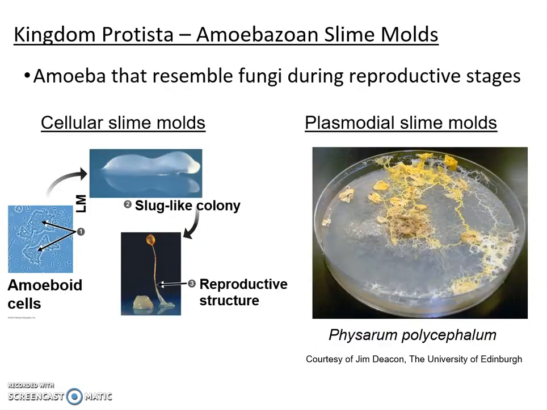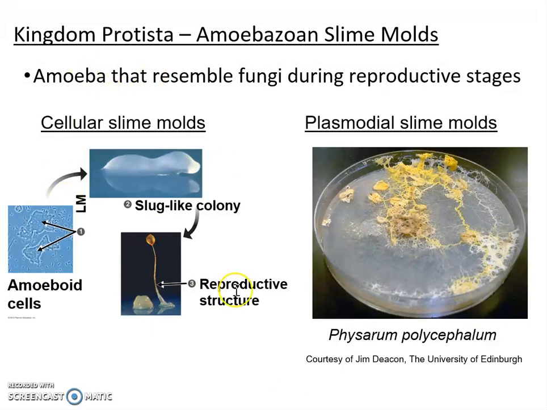There is a related group in this kingdom Protista that are known as the amoebazoan slime molds. And they're really kind of strange. They are amoeba that actually resemble fungi during certain reproductive stages. And this resemblance is not because they have a common ancestor, but what's known as convergent evolution. They converged on a similar kind of solution as the cells evolved. And the slime molds are going to ingest their food using phagocytosis, and they lack cell walls. So they are indeed different from the fungi that are out there.